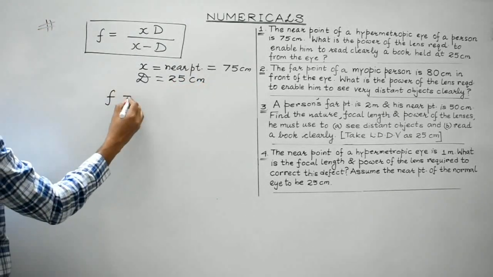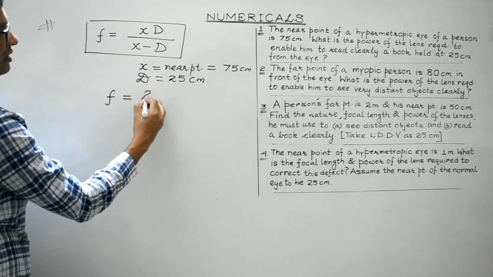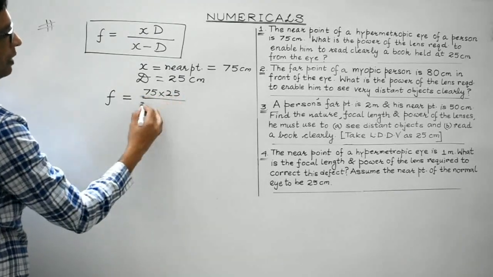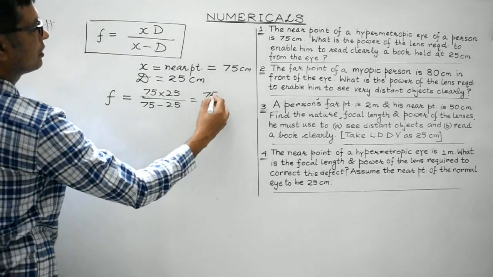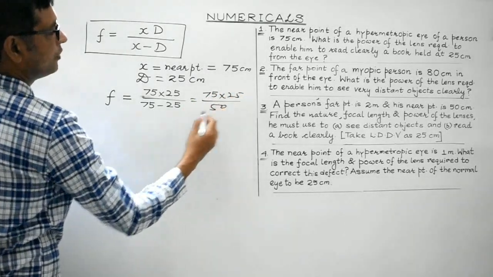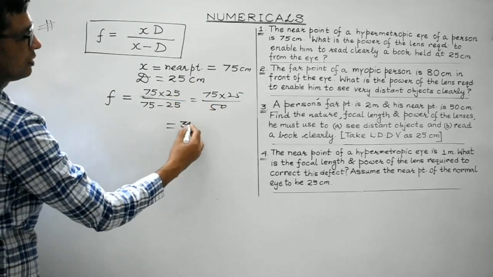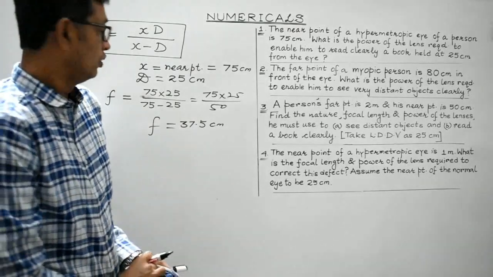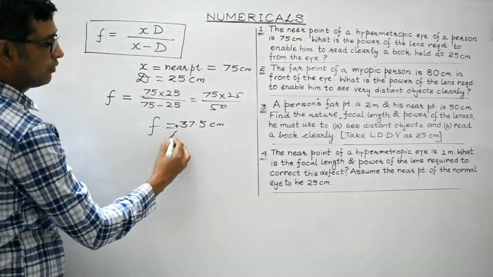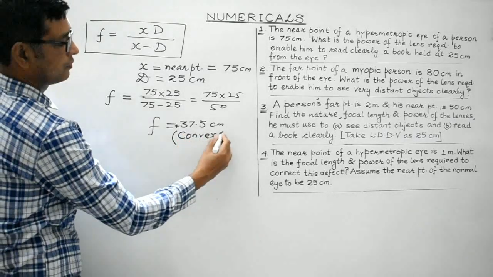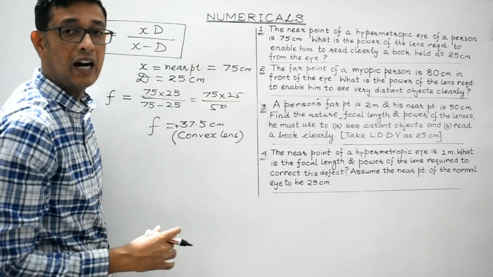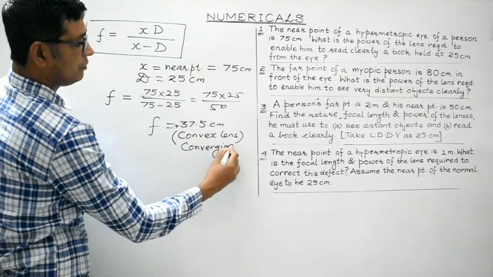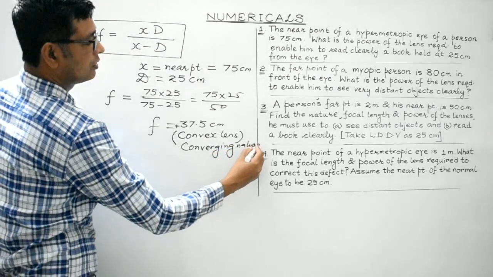So the focal length of the lens to be used is f equals xd divided by x minus d, that is 75 multiplied by 25 divided by 75 minus 25. So it will give us 75 multiplied by 25 divided by 50. So it is 25 times 3 over 2, so it will be 37.5 centimeter. It's in centimeter. So now look, this is positive. So which type of lens is to be used? Convex lens. Convex lens is used to cure hypermetropia, right? So it is of which nature? Converging nature. So this is the lens to be used.